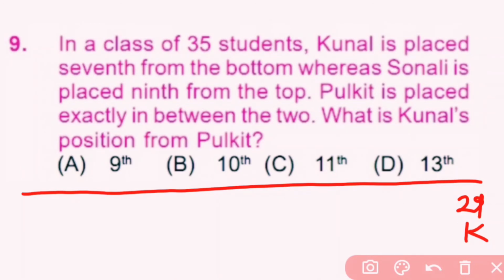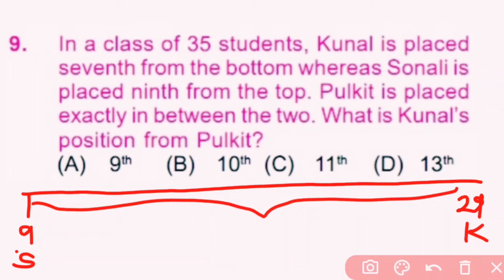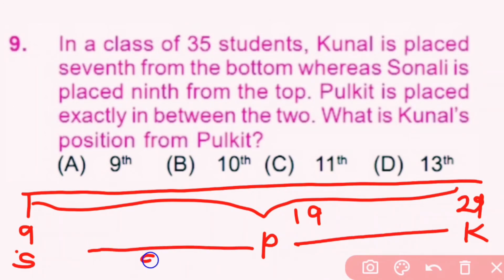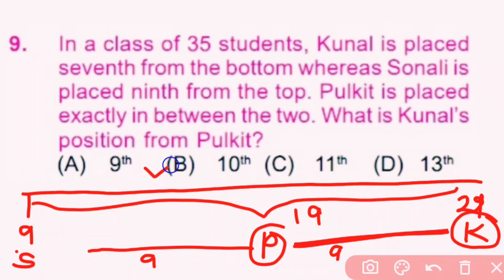And Sonali is placed 9 from the top. So 9th here Sonali. So in between them there are total 19 students. Pulkit is placed exactly in between the two. Means this is Pulkit, 9 student this side, 9 student this side. What is the Kunal position from Pulkit? Here Pulkit, here 9 student, and Kunal is 10th one. So here B is correct answer.